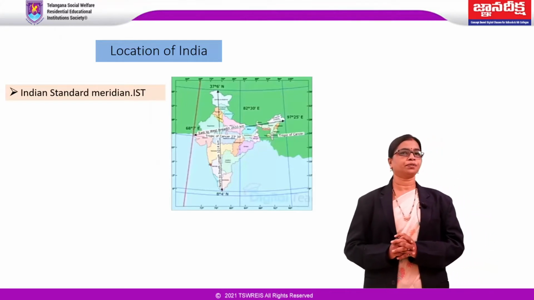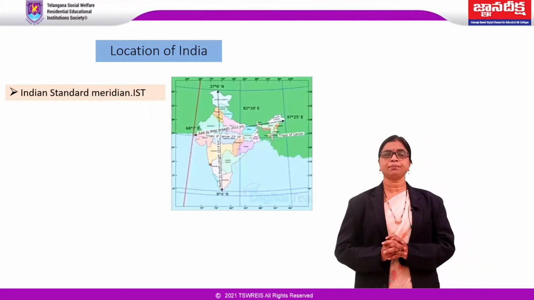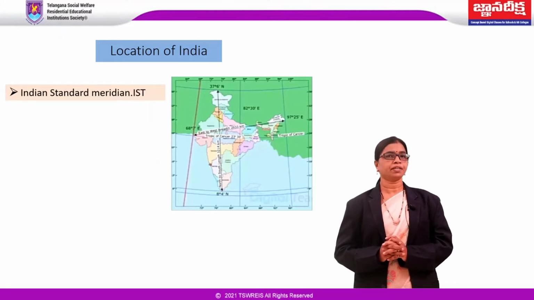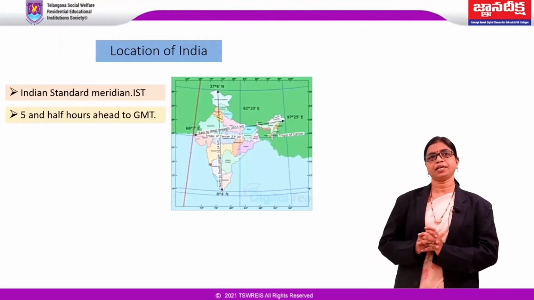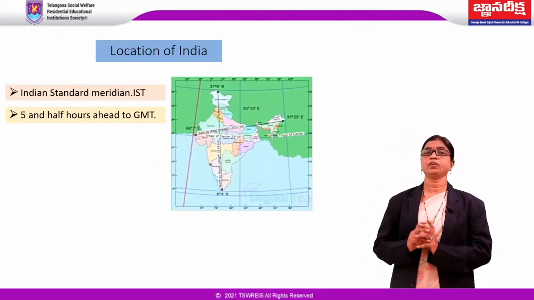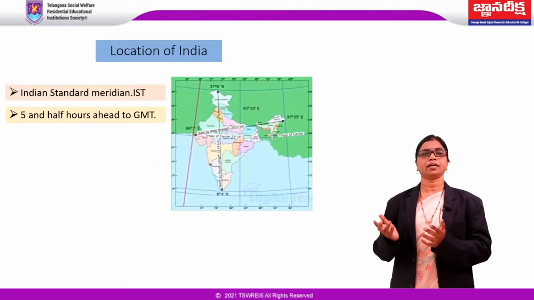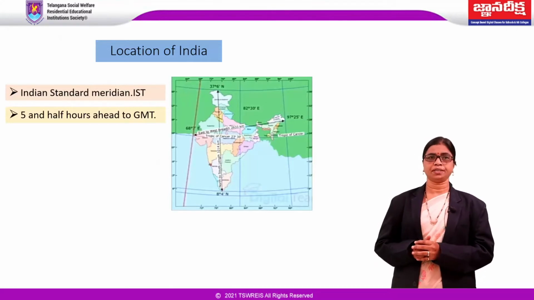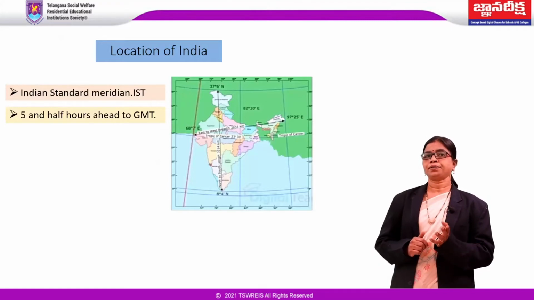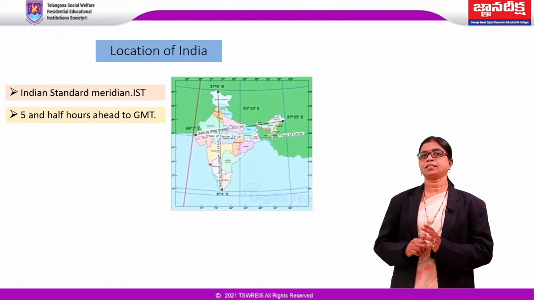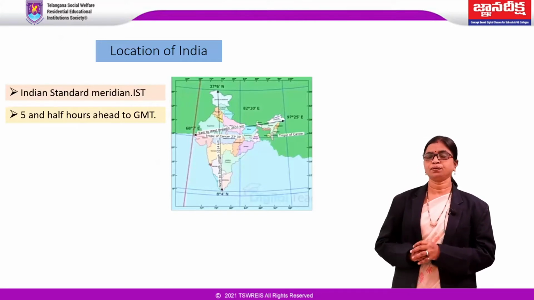The central longitude 82 degrees 30 minutes east is considered as the standard meridian for India and is the reference for IST, Indian Standard Time, which is 5.5 hours ahead of Greenwich Mean Time, GMT. The standard meridian 82 degrees 30 minutes east passes through Mirzapur city near Allahabad in Uttar Pradesh.